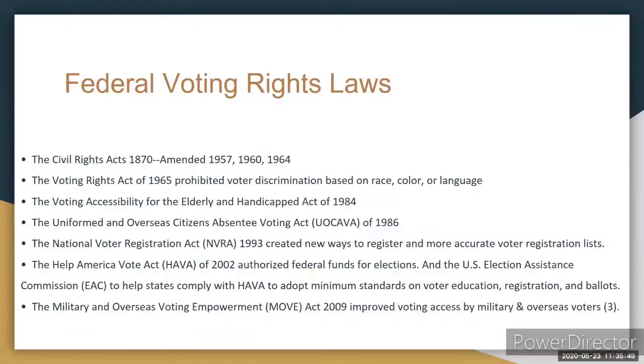The National Voter Registration Act of '93 created new ways to register to vote. It also called for states to keep more accurate voter registration lists. The Help America Vote Act, HAVA, of '02, authorized federal funds for elections. It also created the U.S. Election Assistance Commission, the EAC. It helps states comply with the HAVA Act to adopt minimal standards on voter education, registration, and ballots. We'll go over these two later on under campaign financing. The Military and Overseas Voter Empowerment, or MOVE Act, of '09, improved access to voting by military and overseas voters.